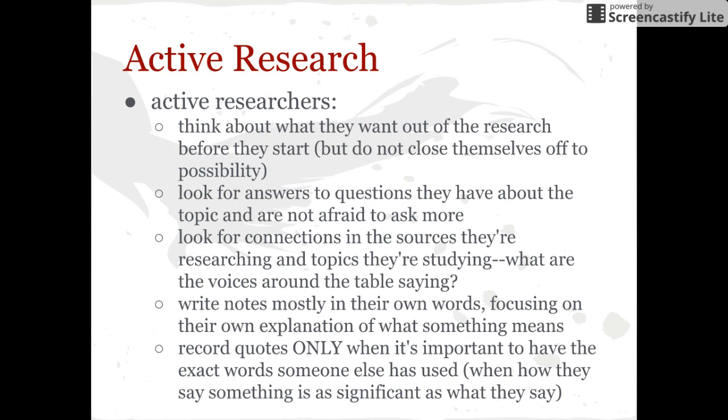Active researchers look for connections in the sources that they're researching and the topics that they're studying, and really ask themselves, what are the voices around the table saying? I always use this imaginary table. If all of my sources were sitting around the table, what are they saying to one another? How is this relating to that? How is it jumping off that? How is it vibing off that? How is it working against that?